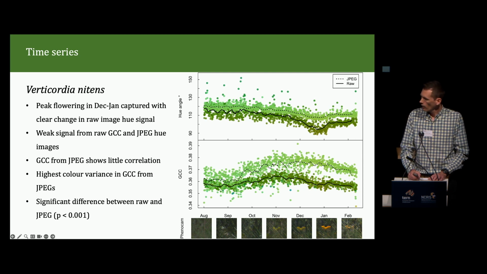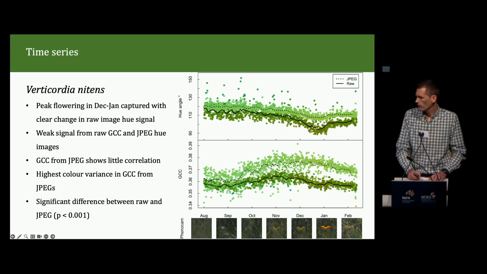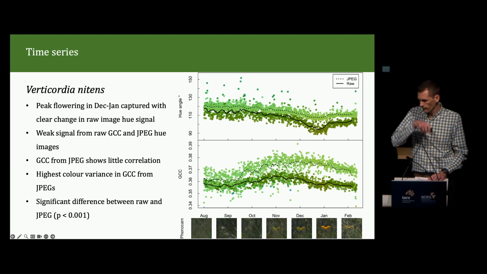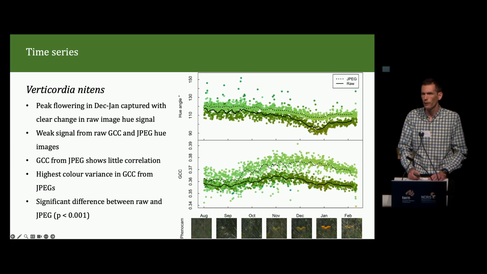So the hue that is captured from the raw images shows a clear correlation with the flowering event. There is a slight correlation with the hue from the JPEGs, and the GCC from the raw files, but the GCC from the JPEGs really shows little correlation with the flowering event. And you can also see that the GCC from the JPEGs has a lot more variation in the data over time. So, for each of the time series, there was a significant difference between the raw and the JPEG indices or image formats.